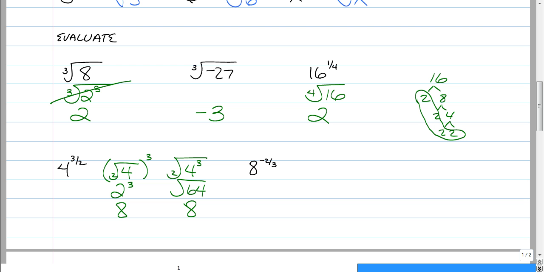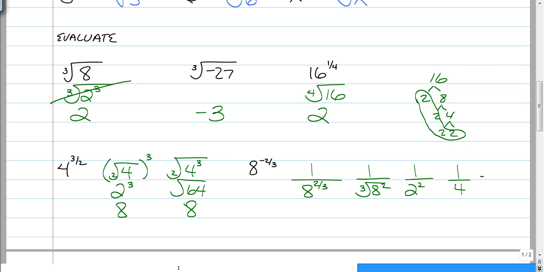Remember that a negative exponent does not mean a negative number. It means you're taking the reciprocal. So this became 1 over 8 to the 2/3 power, which is 1 over the cubed root of 8 squared. And it doesn't matter which one you want to do first. So the cube root of 8 is 2, so that's 1 over 2 squared, which is 1/4.